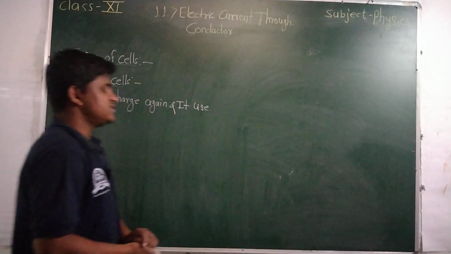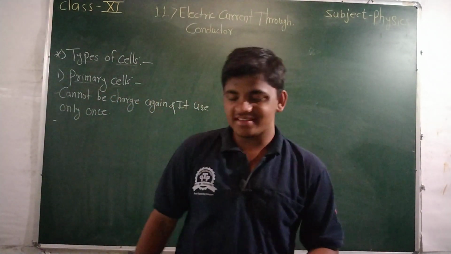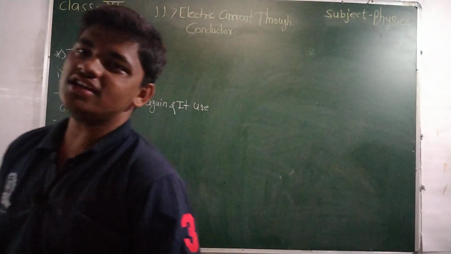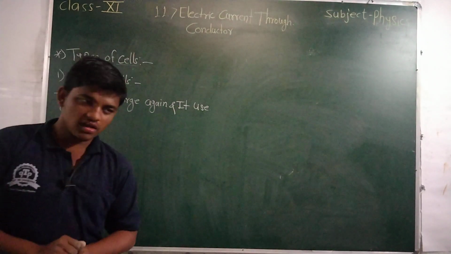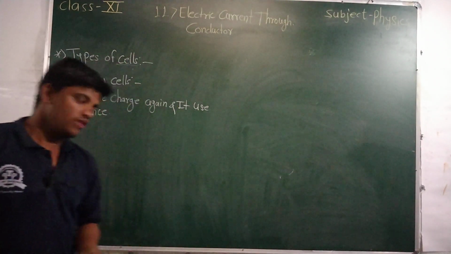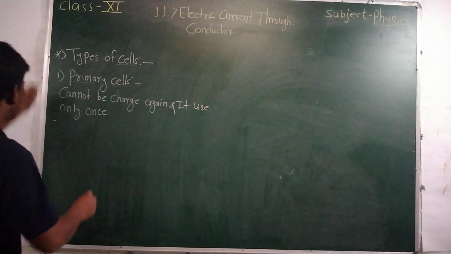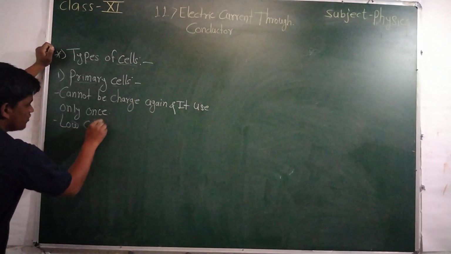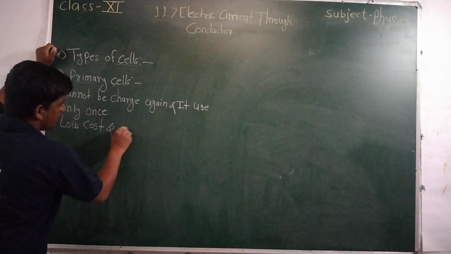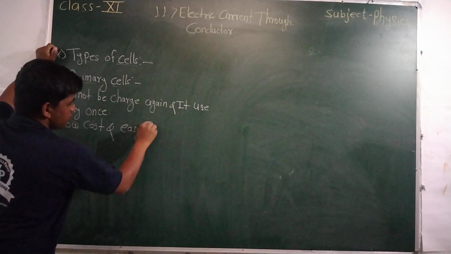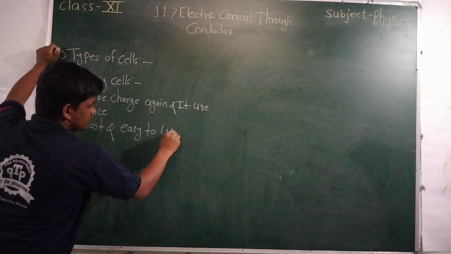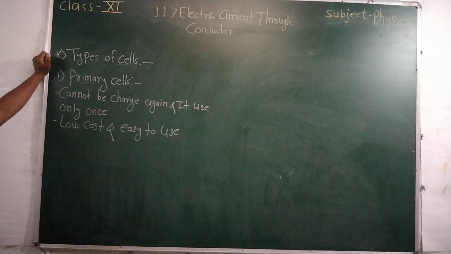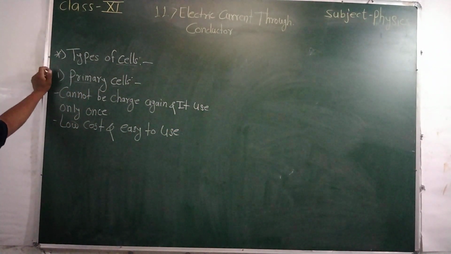And the second point: primary cells have low cost and are easy to use. This is the second point of the primary cells.